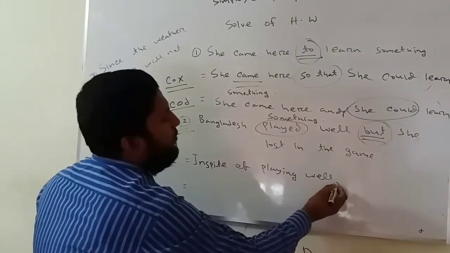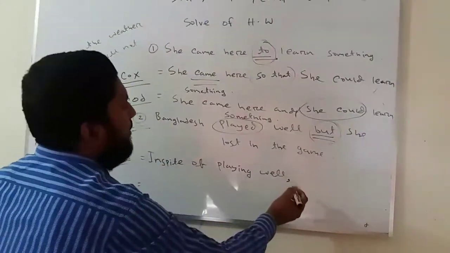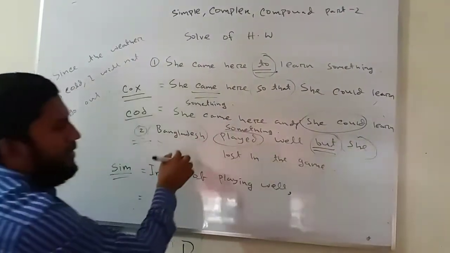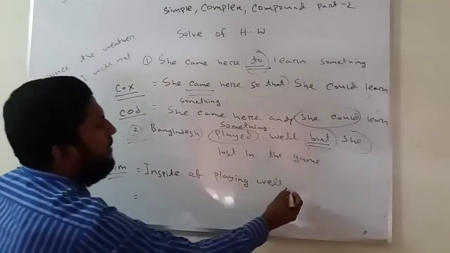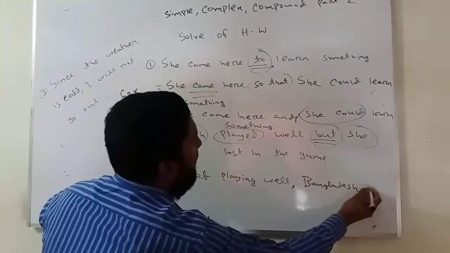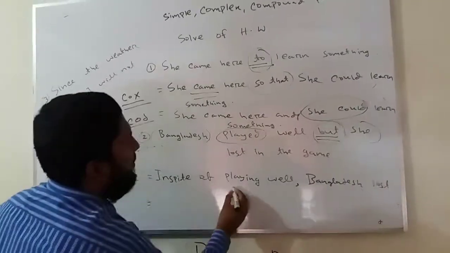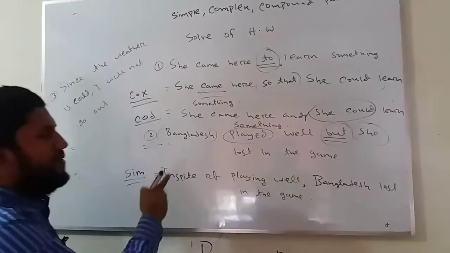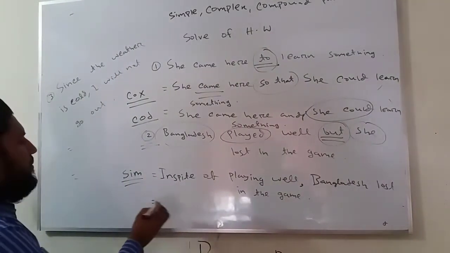well. Then put a comma, delete "but," then the subject. The subject is Bangladesh and she. She is the pronoun of Bangladesh. So you will have to use here Bangladesh. Bangladesh lost in the game. So the answer is: In spite of playing well, Bangladesh lost in the game.